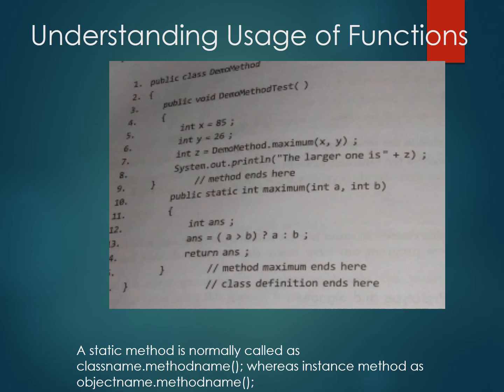Whereas instance methods, means those methods which do not contain static in the first line of their definition, are called with the name of the object of the class. Means we can make a call to an instance method with the help of the object name dot the name of the method which is to be called.